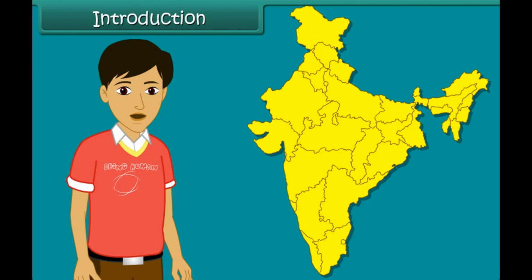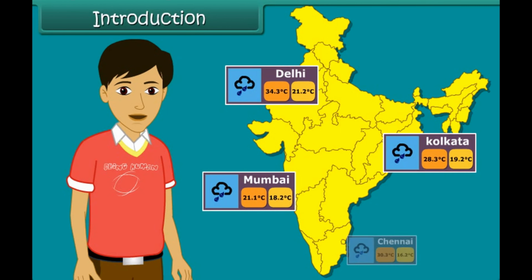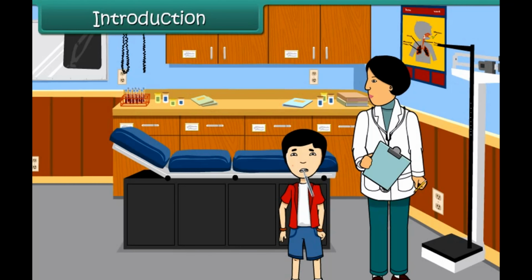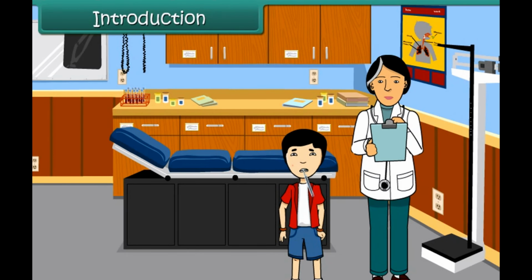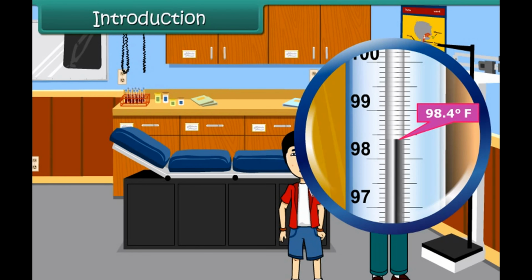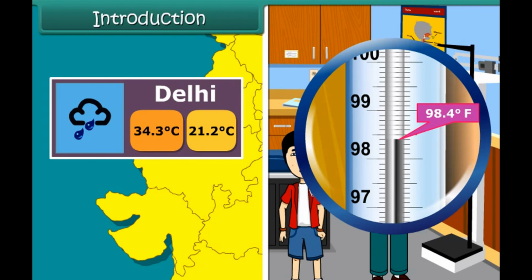Have you seen how the news channels report the maximum and minimum temperatures of a particular place on a particular day? 34.3 degrees Celsius, 21.2 degrees Celsius. When you go for your regular checkup, does your doctor check your body temperature and report it as 98.4 degrees Fahrenheit? The dots you see in these figures are known as decimals, and these figures are known as decimal numbers.